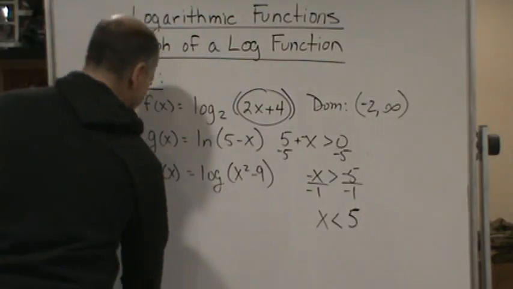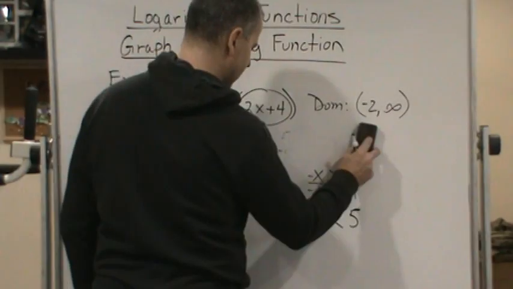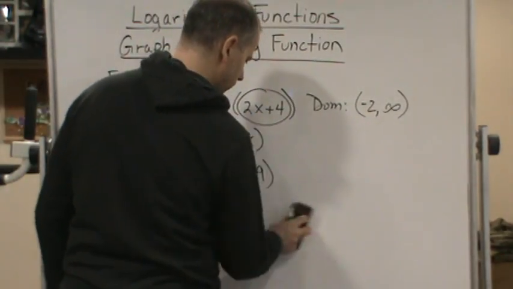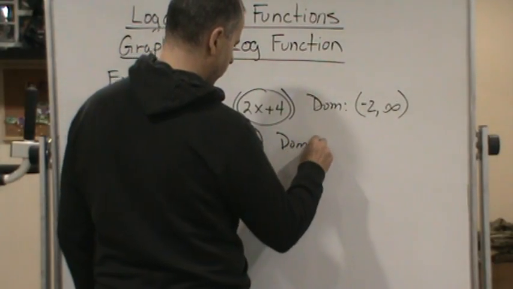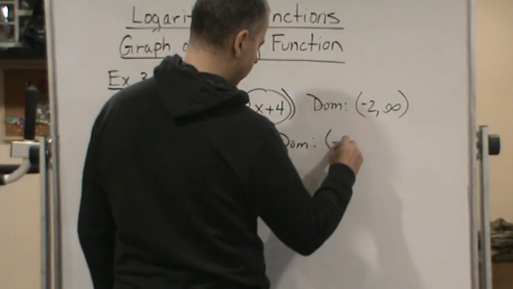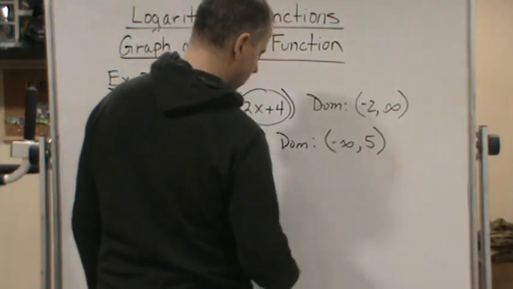So the domain of b, the domain of the natural log of 5 minus x, is going to be all values that are less than 5. So that means the domain is going to be everything from negative infinity to 5.